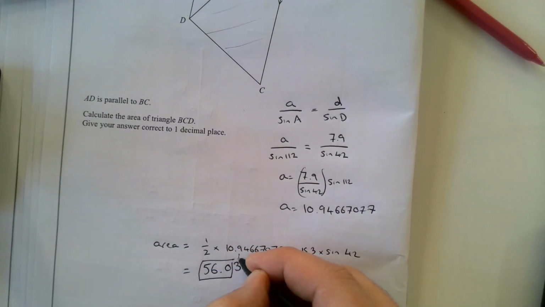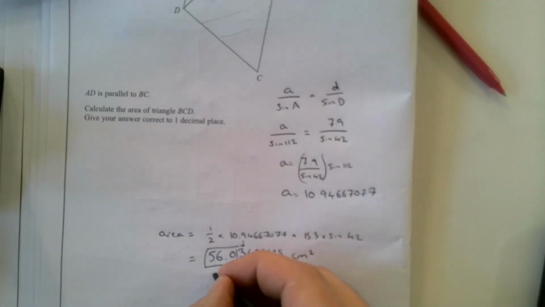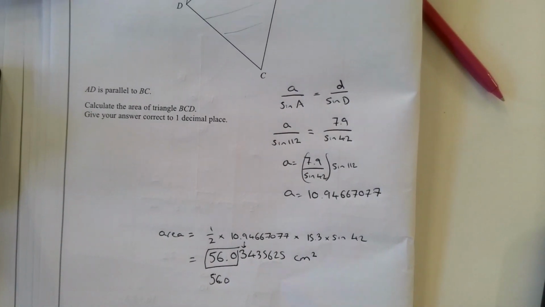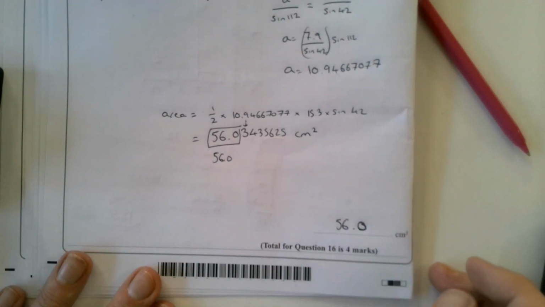So there's my box. Does 3 cause me to add 0 or 1? It causes me to add 0. So I've got 56.0 as my answer, 56.0 centimetres squared on my formula sheet, and we're sorted.